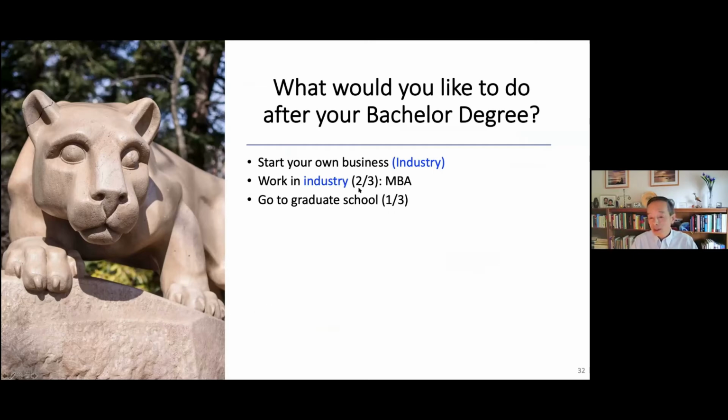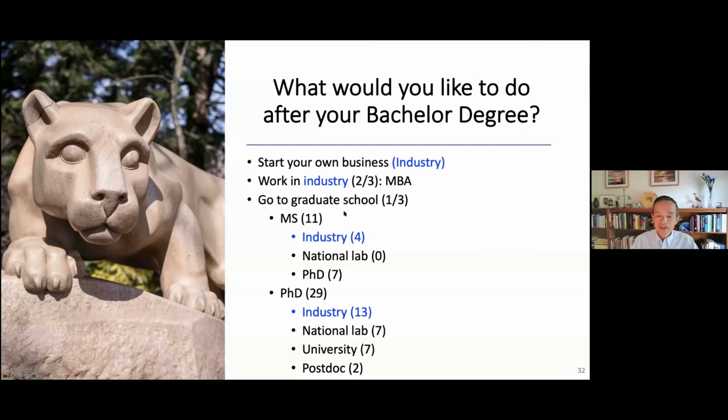It turned out 2/3 of students go to industry. Some of them get an MBA. And then 1/3 goes to grad school. So if you are in that 1/3 in grad school, then you have choices, right? You can go for a master's degree, you can get a PhD degree. I don't have the statistics for that, but this is for my students.